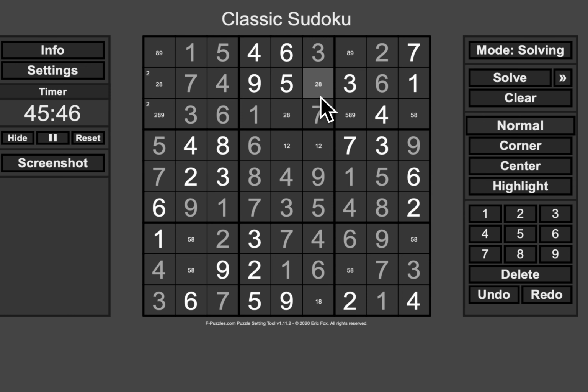Okay, I've got a 2 8 here and here. So this is definitely 2 8 in some order, and this is definitely 2 8 in some order, which means this can't be 2 or 8. So that's 9. That forces that to be 2 and that to be 8. Because a 2 must go here in the box. That's the only digit that's left. 9. 2 makes that 8.